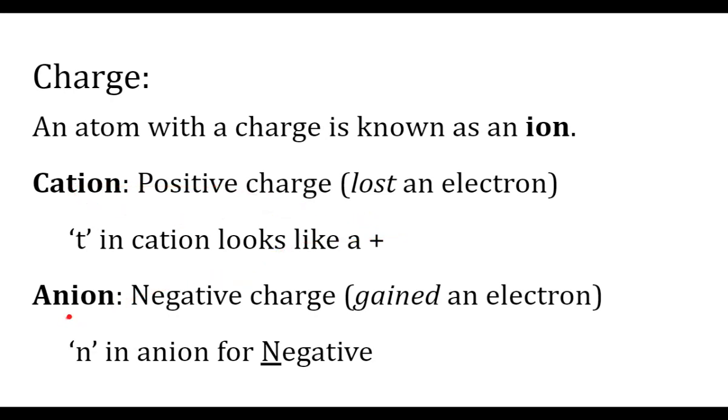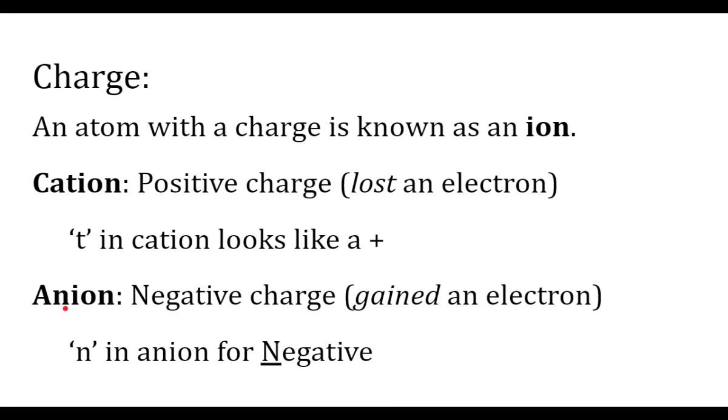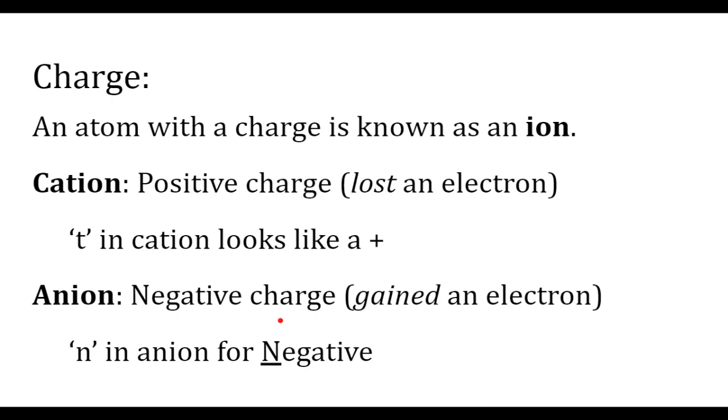For an anion, it's negatively charged. That means it gained an electron. It gained an extra minus point. My way of remembering that is anion has an N in it, and N is also the first letter of negative. So N in anion is for negative. So that's one little trick to help you remember: the T and the N.